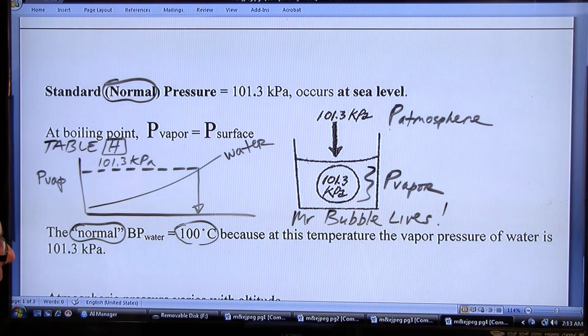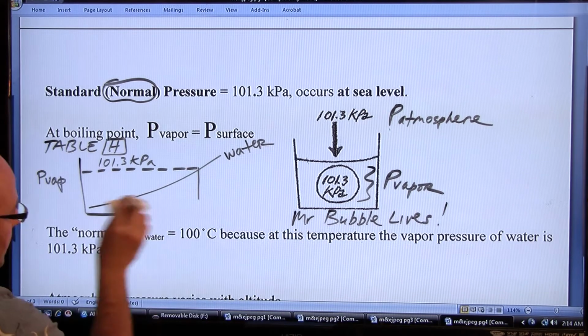the normal boiling point of water. Of course, if you change the atmospheric pressure by changing altitude, instead of being at sea level, let's say you're up in the mountains or down in the valley, then you're going to change the boiling point. So why don't we do one of those?